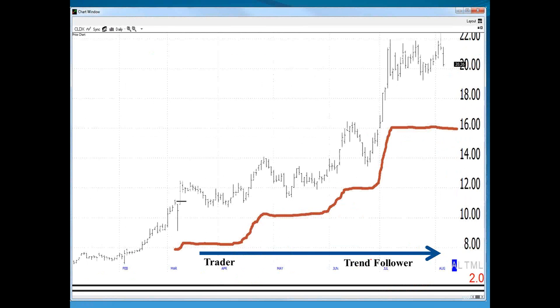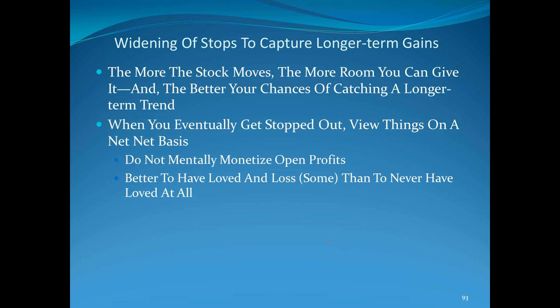Okay, and here's just yet another example of that. The more the stock moves in your favor, the more room you can give it, and the better your chances of catching a longer-term trend, because you're allowing that stop to widen out to a point where if that market does have a major correction and turns right back around and goes right back up, you'll be able to ride that out. Eventually, you will get stopped out, see things on a net-net basis, so it comes down and stops you out, and you made 200% on the trade from here to here, or whatever that is.